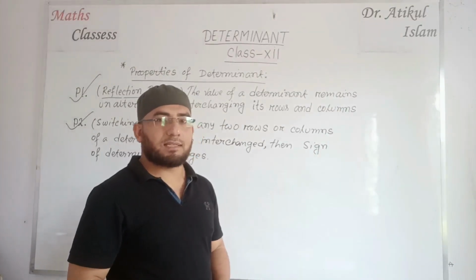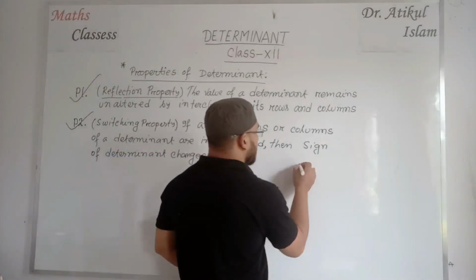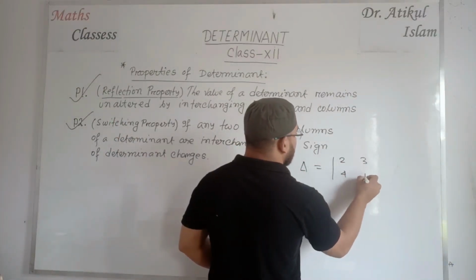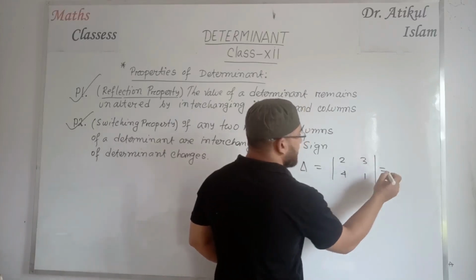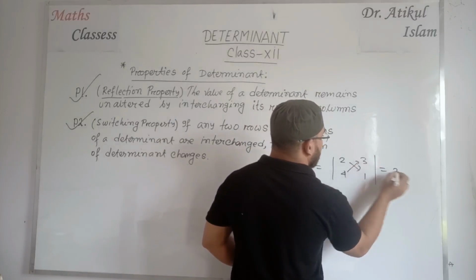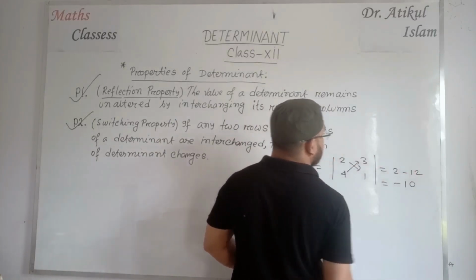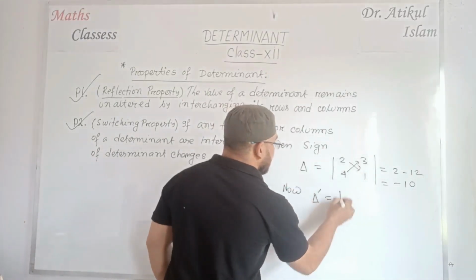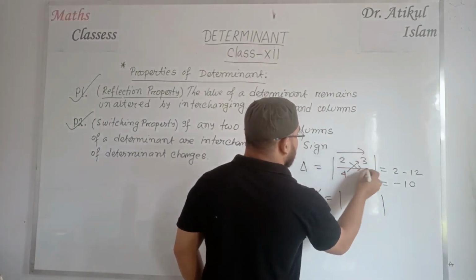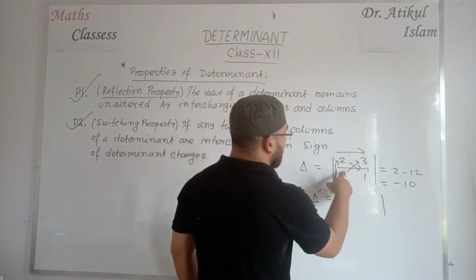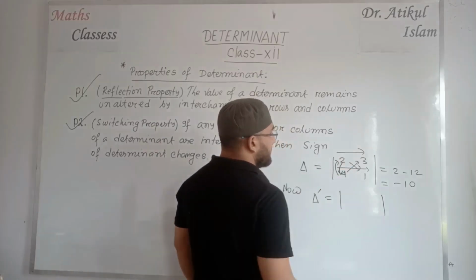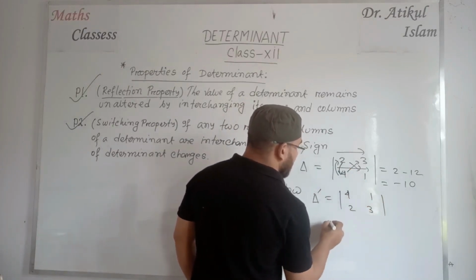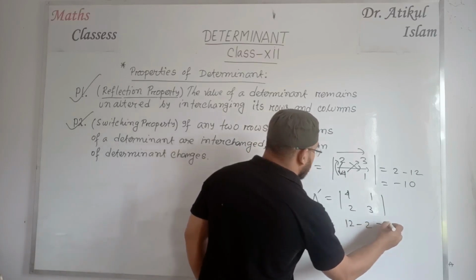Let us consider one example for property 2. Say your delta is the determinant 2, 3, 4, 1. So the value of the determinant will be 2 minus 12, which is minus 10. Now I am changing the rows, the first into second and second into first. This is known as interchanging of rows. So here we write 4, 1 and here 2, 3. So here it will be 12 minus 2 equal to 10.